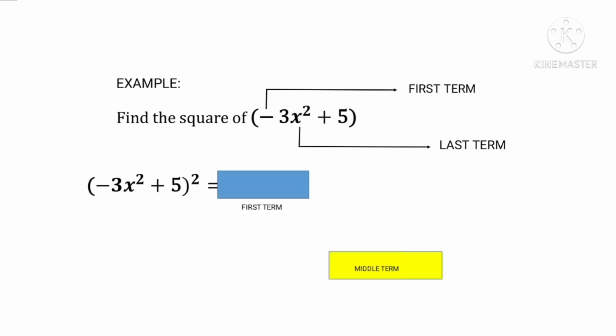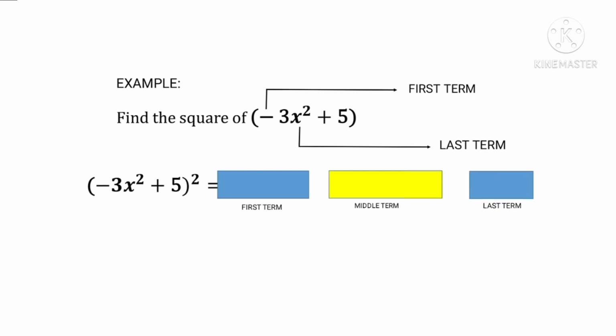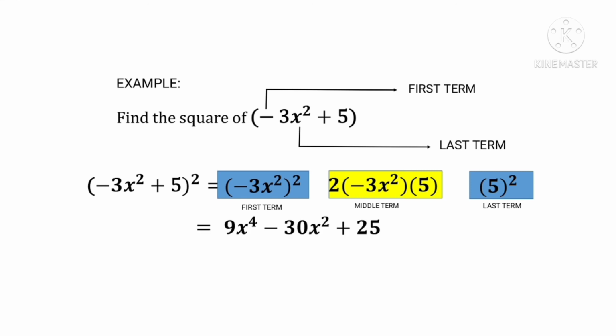So first term, middle term, last term. So ano yung magiging first term nyo? Negative 3x raised to 2. Middle term, twice the product of the first term and the last term, wherein we have 2 times negative 3x raised to 2 times 5. Then yung last term, 5 raised to 2. So the resulting product is equal to 9x raised to the 4th power minus 30x raised to 2 plus 25. Yan lang po. So ito lang po muna yung mga example.